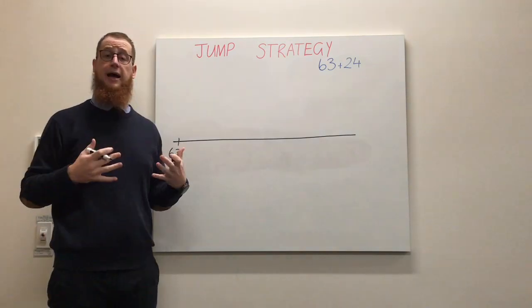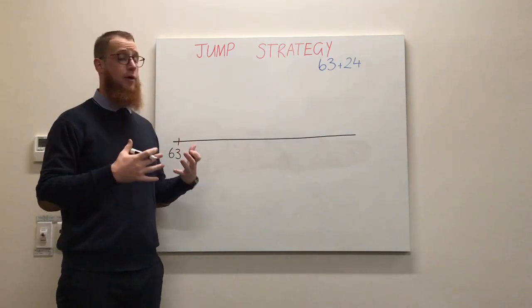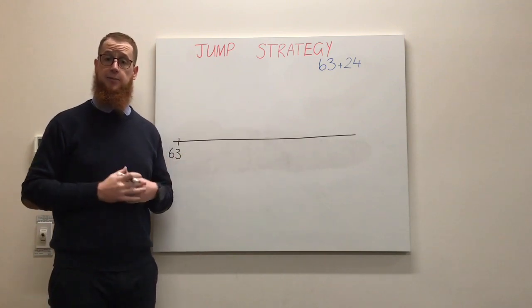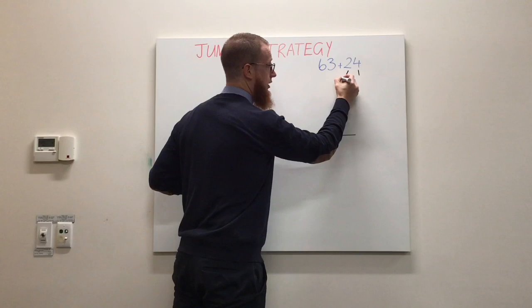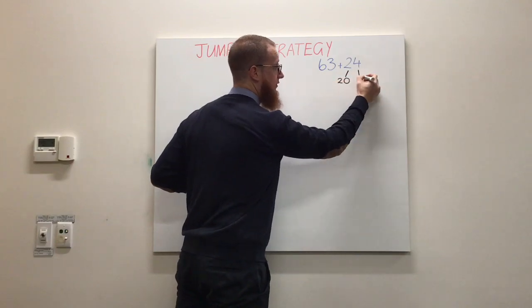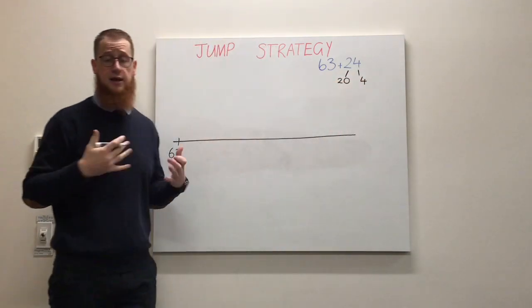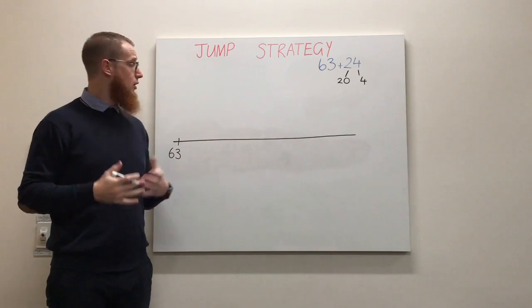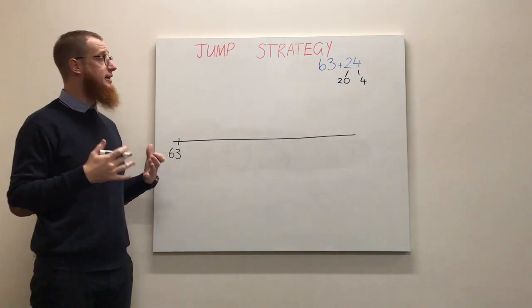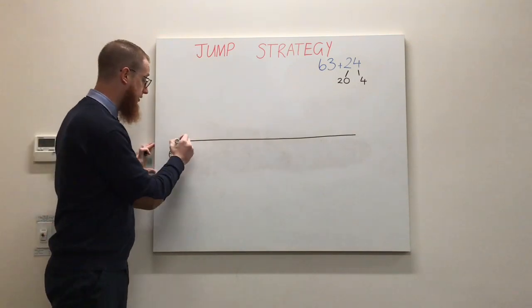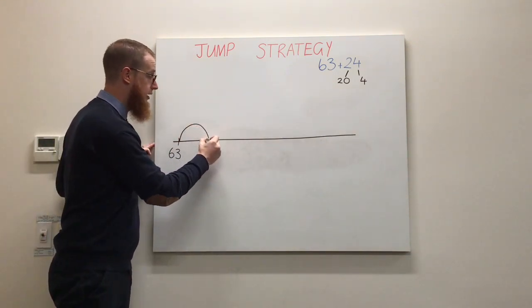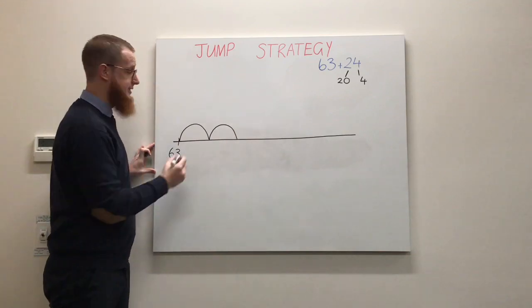My next step is I need to break up my 24 into its place value parts. Now we know that we can represent 24 as 2 lots of 10, 20, and 4 lots of 1, 4, therefore 24. When completing jump strategy, I now need to add my 2 lots of 10. And so what I do is I show on my number line 2 jumps of plus 10.